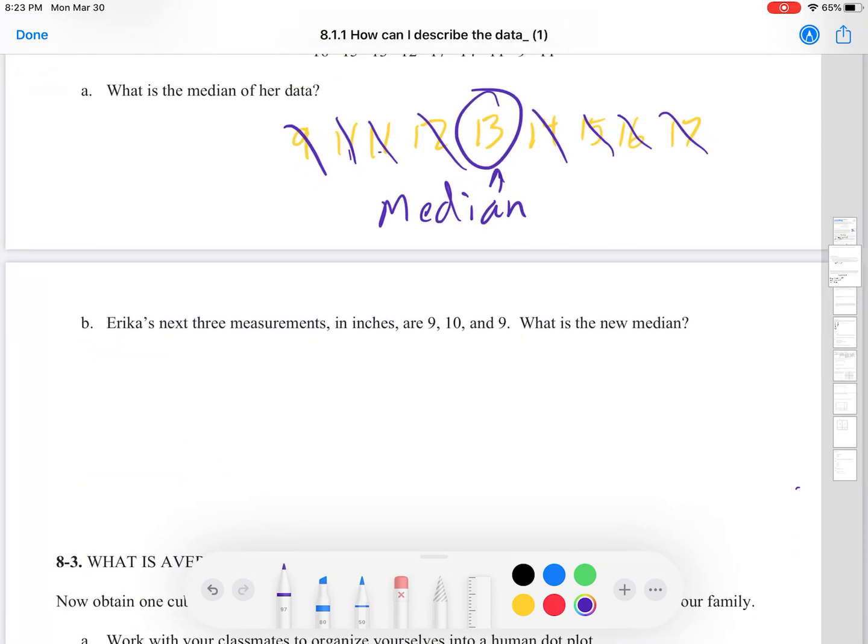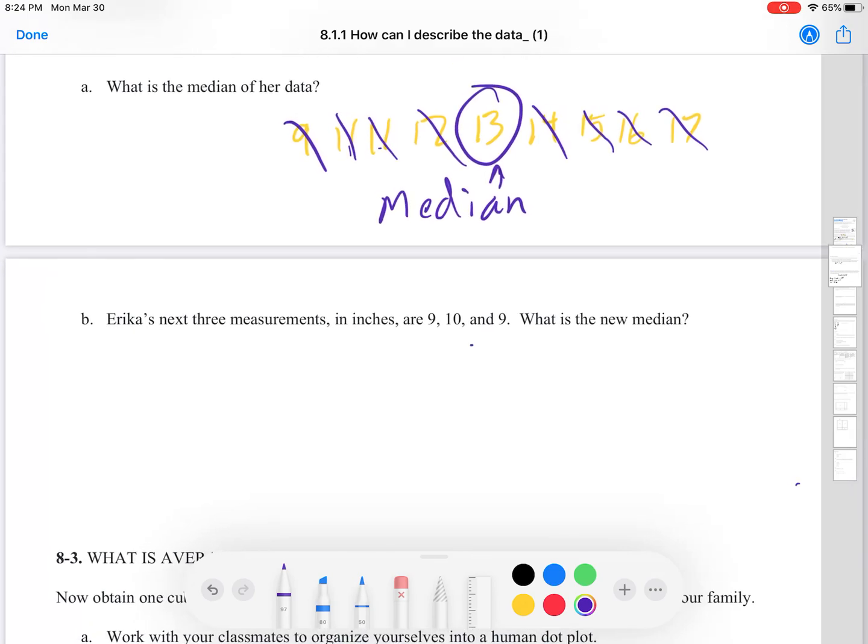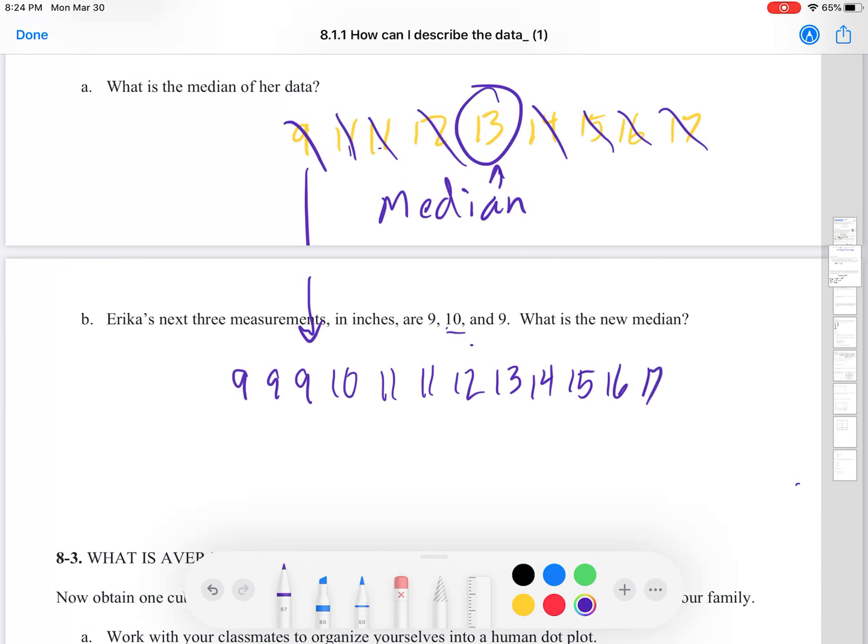Now she went and had her next 3 measurements, in inches. The measurements were 9, 10, and 9. What's the new median? Well, we can put those numbers and match them up with everything that we've had above. So now we have 2 new 9s with our current 9 from above, and then a new measurement of 10, and then all the same measurements that we had up above, right? 11, 11, 12, 13, 14, 15, 16, 17.